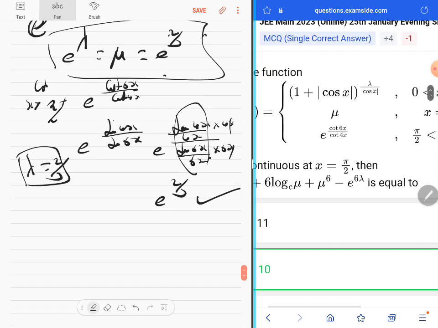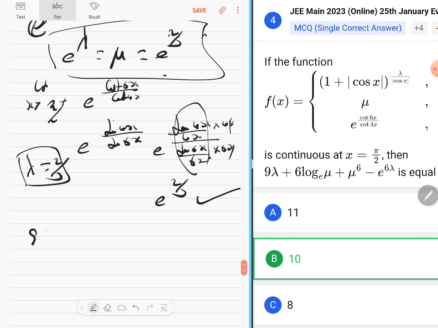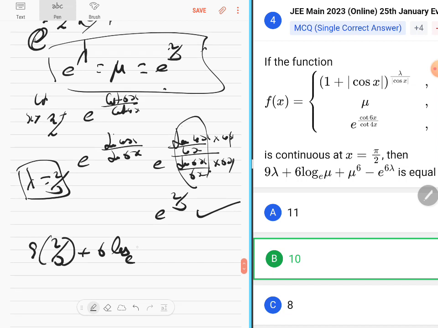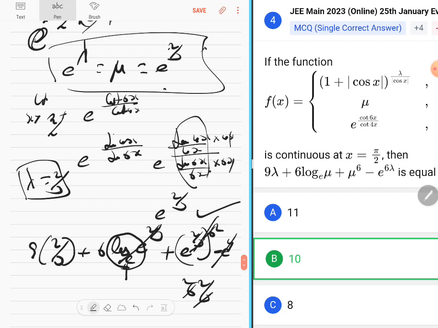Now you can substitute in this. You have to find 9 lambda. So 9 into 2 by 3 plus 6 into log to the base e. What is mu? Mu itself is e to the power 2 by 3, and log e to the base e itself is 1, and 1 to the power 2 by 3 is just 1. So plus mu to the power 6 as e to the power 2 by 3 the whole to the power 6, which is e to the power 4, minus e to the power 6 lambda, and 6 into lambda, which is 6 into 2 by 3, which is also e to the power 4. So this and this get cancelled.